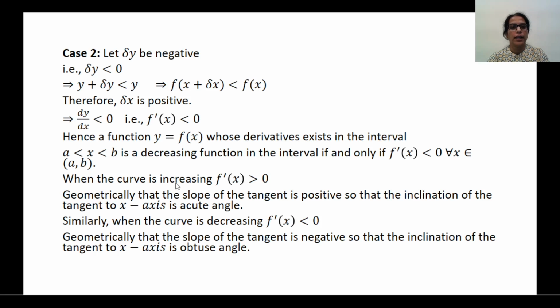When the curve is increasing, that means f dash of x is greater than 0, geometrically the slope of the tangent is positive so that the inclination of the tangent to the x-axis is an acute angle. Similarly, when the curve is decreasing, that is f dash of x is less than 0, geometrically the slope of the tangent is negative so that the inclination of the tangent to the x-axis is an obtuse angle.